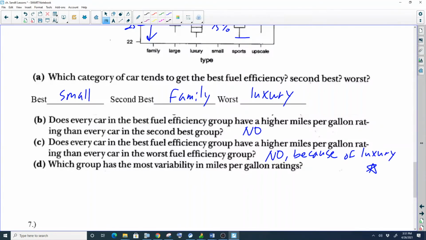Okay, which group has the most variability? Now we can put sports. So sports definitely has the most variability, going from the worst miles per gallon all the way to the best.